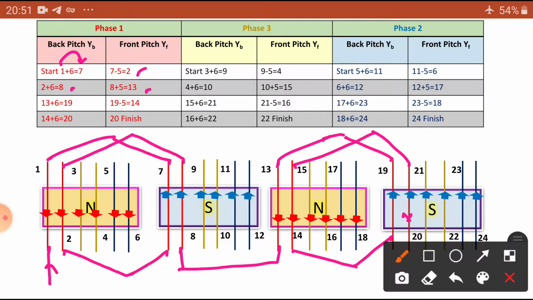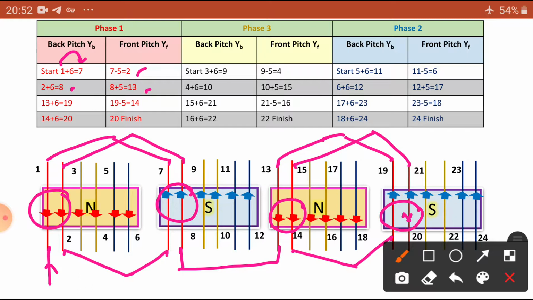Sorry, dear students. What happened? So here, what will happen? 2 slots for here and 2 slots for here, 2 slots for here and 2 slots for here. Completed. No problem. Now coming to the another phase. So you can see Y phase.